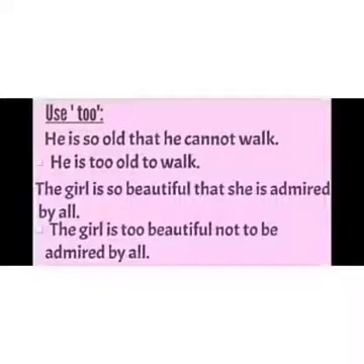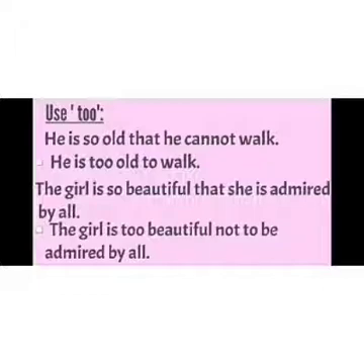Now come to the use of too, T-O-O. When you use too, it will be followed by to, T-O. He is so old that he cannot walk. See the negative, cannot walk. Then how to use too? He is too old to walk. When you use too, it is a must to use to. Too makes the sentence negative also. He is too old to walk.